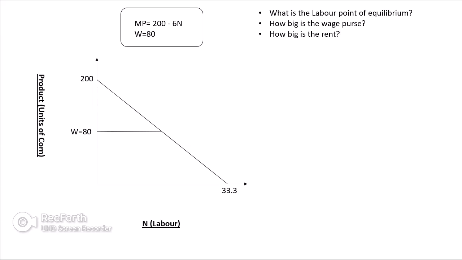Alright, we're going to take a look at Ricardian models, obviously produced by David Ricardo, and we're going to have a look at how we can use them to calculate the labour point of equilibrium, the size of the wage purse, and the size of the rent after we're given the marginal product, which is this point here, that's marginal product, and the wage. And with these two values, we can calculate everything else we need.